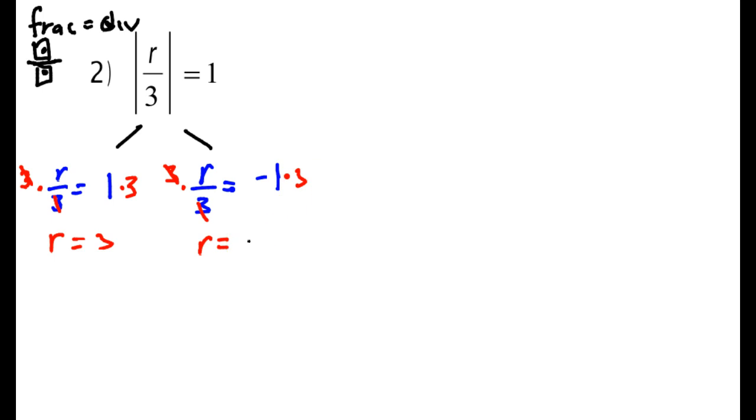negative 1 times 3. Now you know since there's no pluses and minuses on either 1 or 2, that's why we have the same number in the answer. One's positive, one's negative. I'll let you guys do the check, but we're pretty sure at this point that those are our two answers.